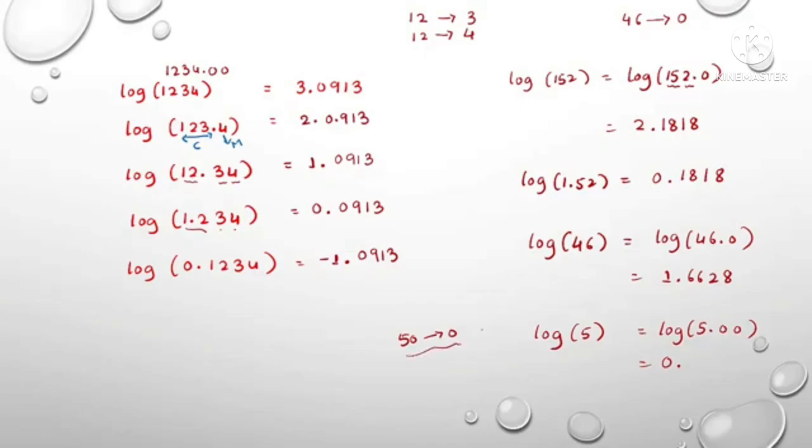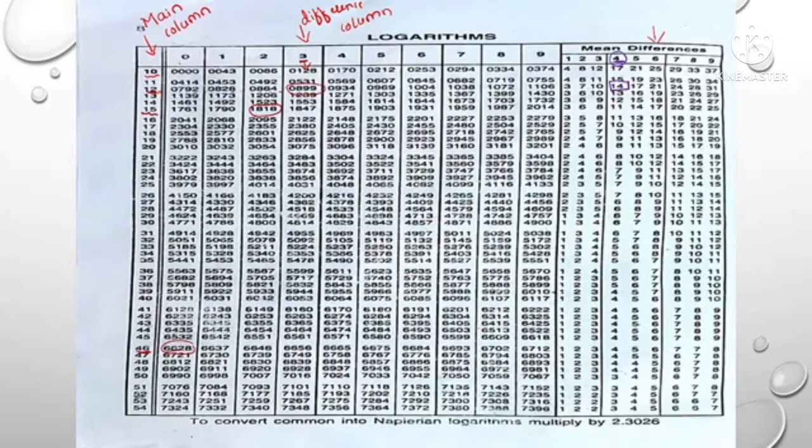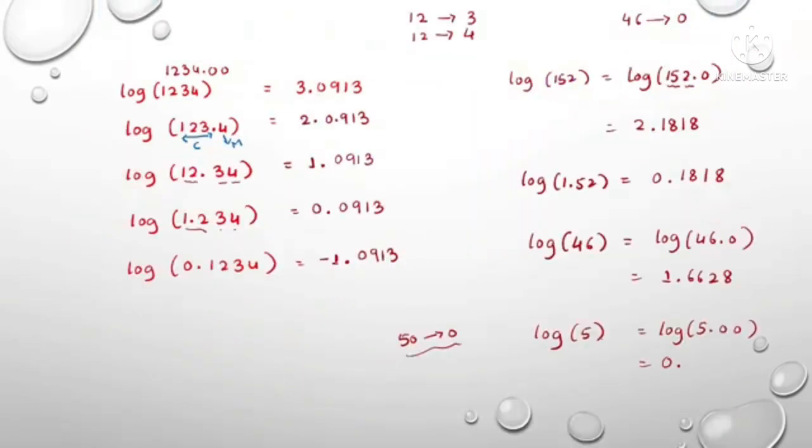50 at 0. Come to the log table. 50 is here. At 0 means we got this number, 6990. 50 at 0 is how much? 6990. I can write here 6990. This is the answer. Right? Okay. I am going to write some more examples.